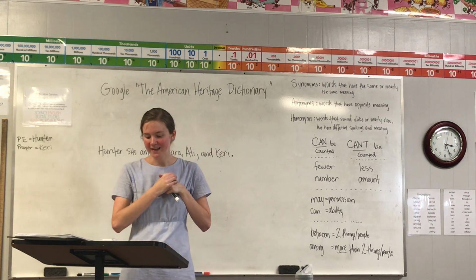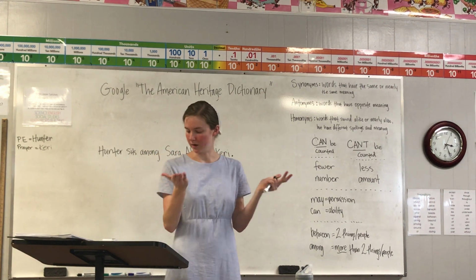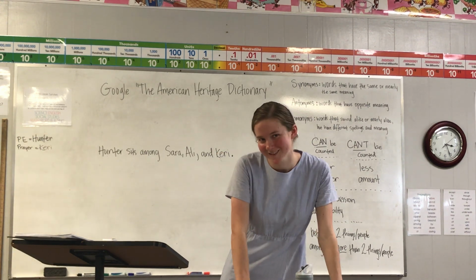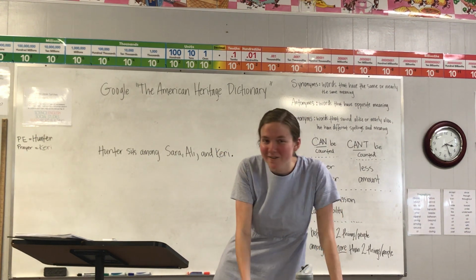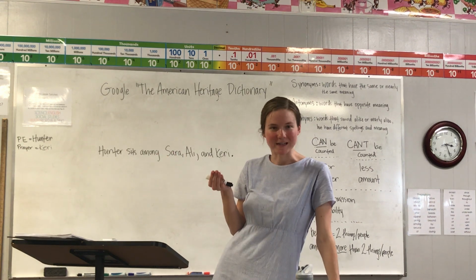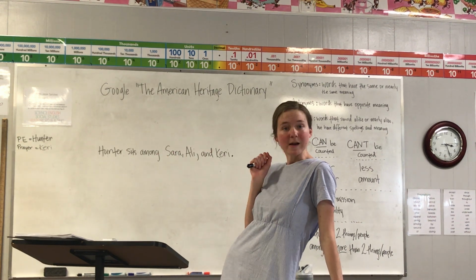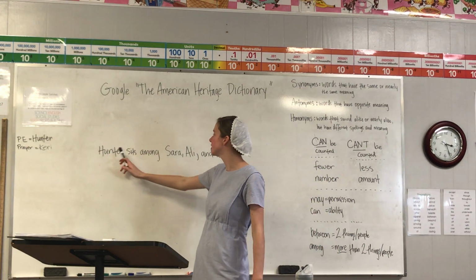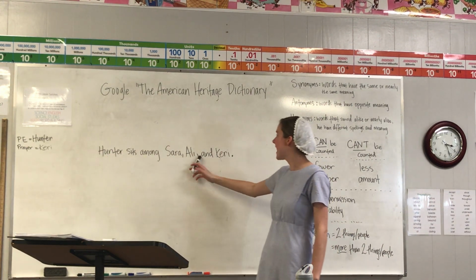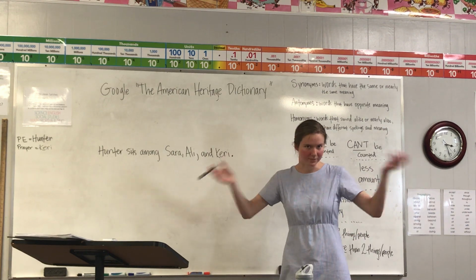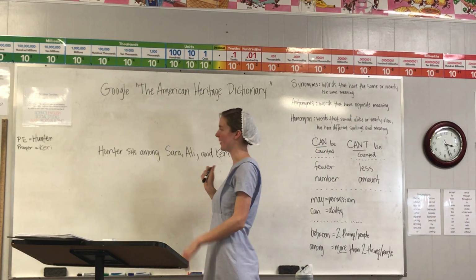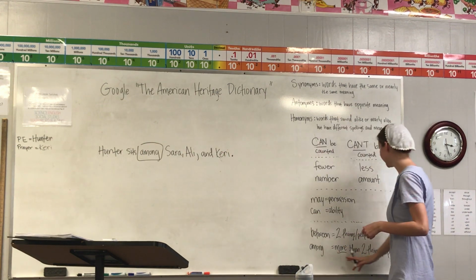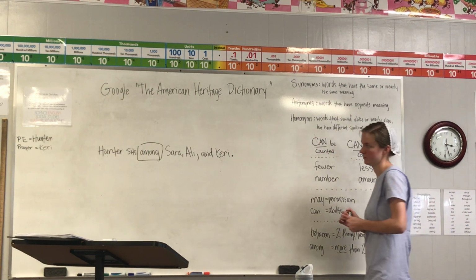Number 4. Write a sentence using the word among. Include the names of some of your classmates. Alright, so you obviously are not seeing your classmates right now, so you can write about them. I have one example on the board. Hunter sits among Sarah, Allie, and Carrie when school is in session, which is not right now. Look at the word among. Among means more than 2 things or people.